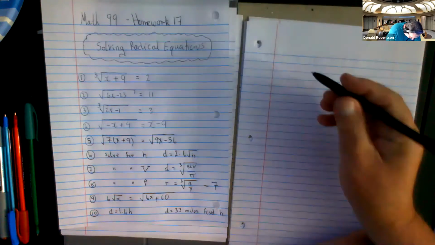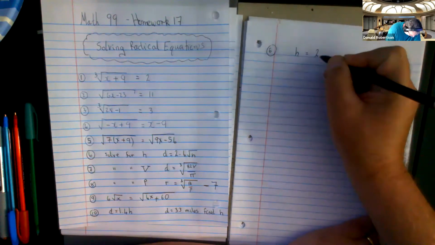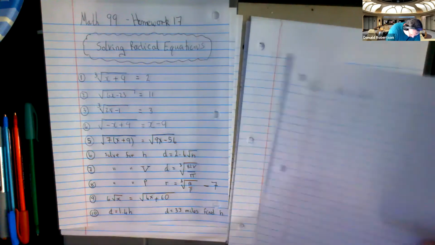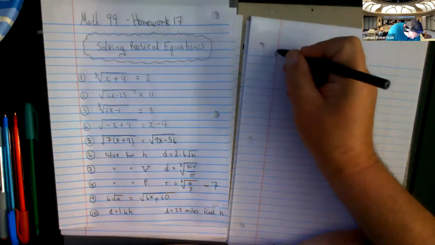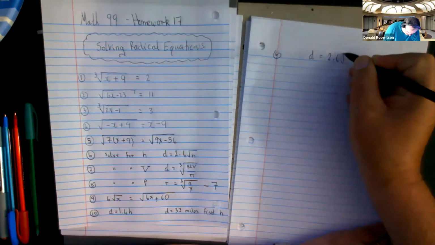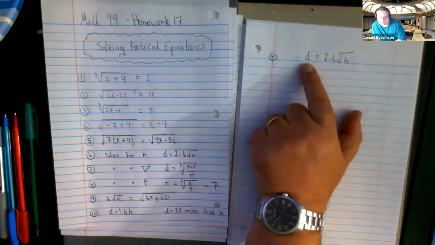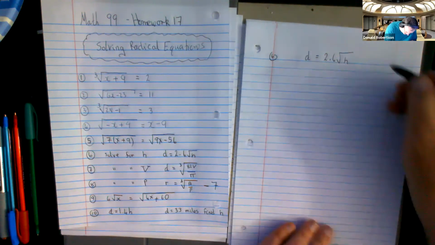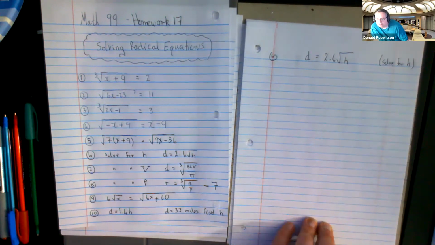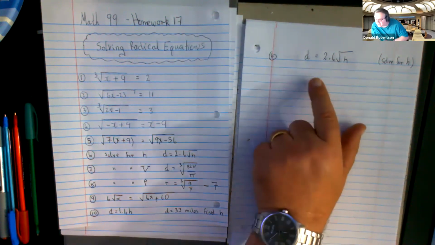Okay. This is new. And again, it's gone to the wrong place. We are being asked to take this formula and solve for h. What they mean when they say solve for h is, we want you to take this formula and rewrite it so h equals whatever it is.